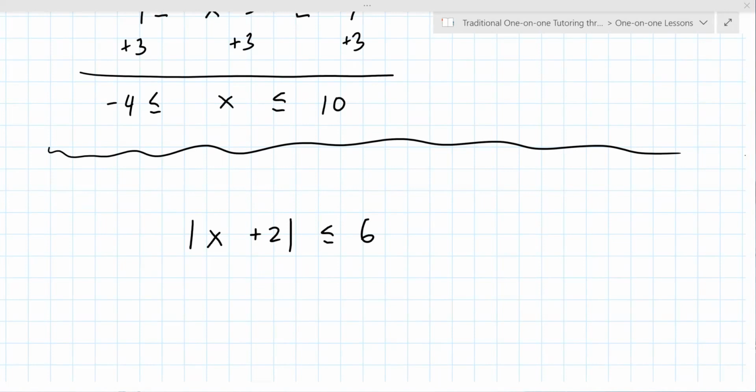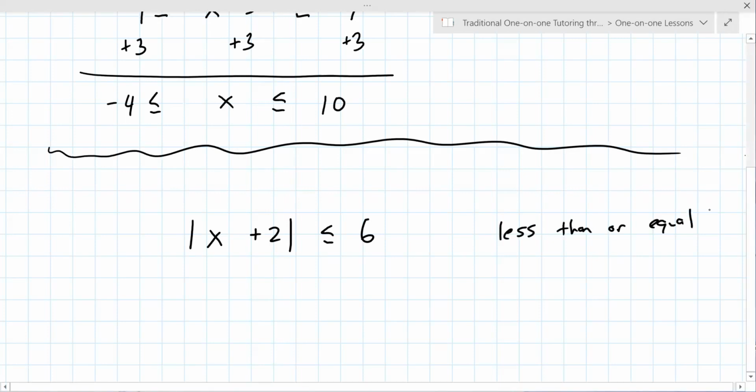Less than or equal to 6. Of course it's equal. It's less than or equal to, but that's the symbol. That's the way we pronounce this symbol right here.